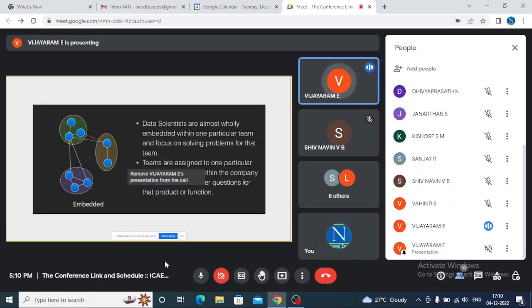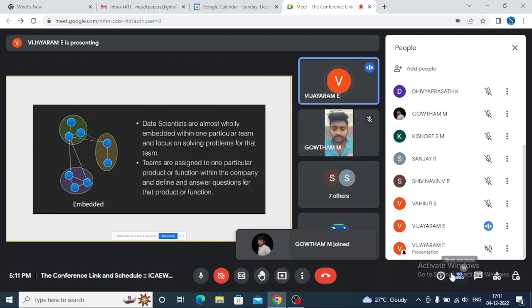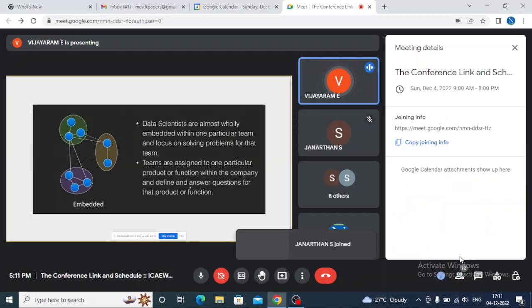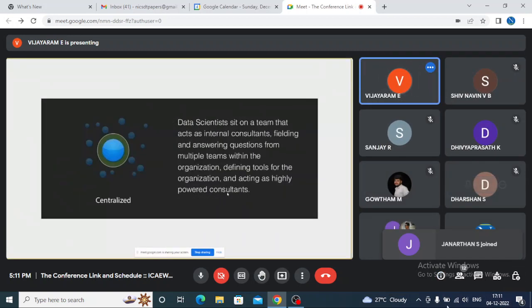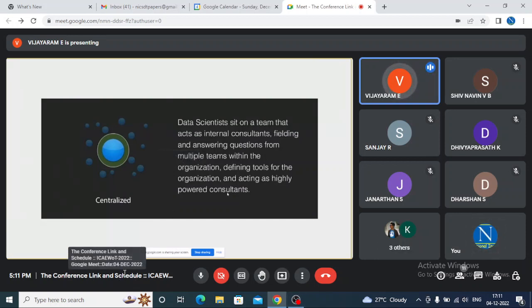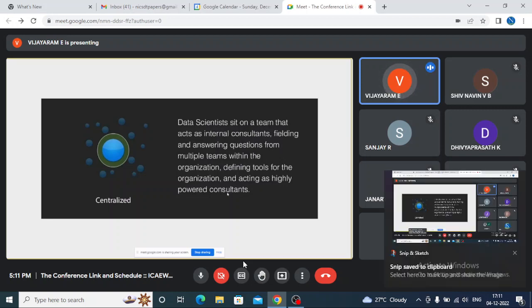The first team structure we are going to discuss is embedded. From the name itself, we can understand that the project will be given to three teams, and they will work at the same time simultaneously. Teams are assigned to one particular product or function within the company, and they define and answer the questions for the product. The next is centralized. By centralized, we mean all the team members work together as a team. Whatever question arises from the client is answered as a whole. Data scientists sit on a team that acts as internal consultants, answering questions from multiple teams.